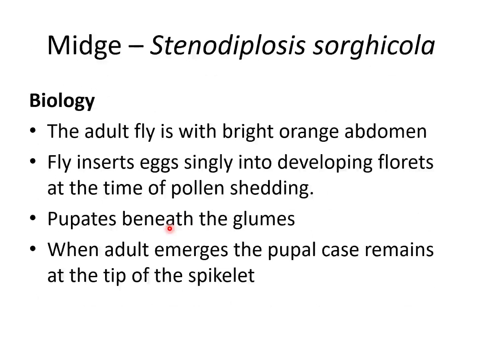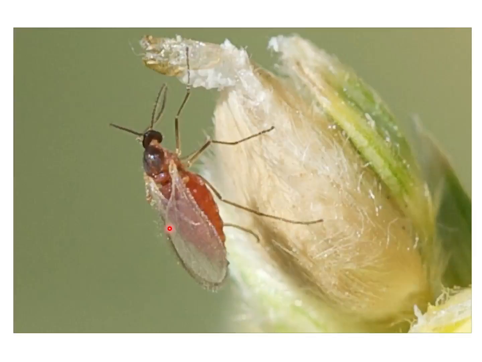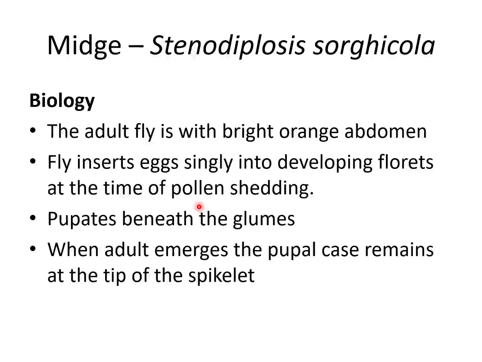Coming to the next pest, the midge Stenodiplosis sorgicola. The adult midge has a bright orange abdomen. Here you can see the midge insect with its bright orange abdomen. These are extremely small insects. The adult fly inserts its eggs singly into the developing flowers.